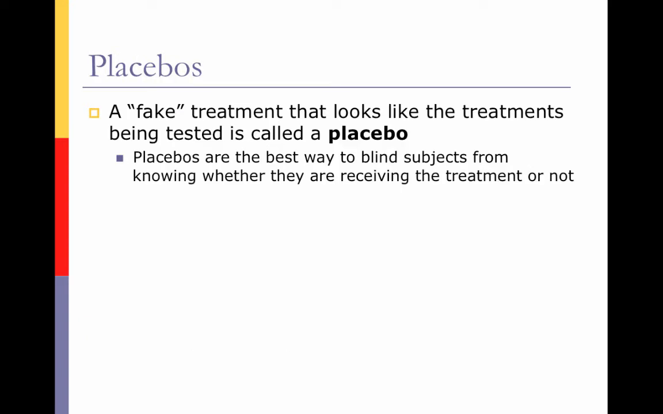One way to double blind, or to blind the subjects of what treatment they're getting, is with a placebo. A placebo is a fake treatment that looks like the treatment being tested, and it's the best way to blind subjects from knowing whether or not they're receiving the treatment. For example, with our headache medication, the people who are getting the full dose and the half dose will physically be taking a pill. The people who are not getting any medication, instead of just not having them take something, we will give them a pill that is not the medication, and they take that instead. So that way they are still taking something, but they don't know if they have the placebo, the full dose, or the half dose.